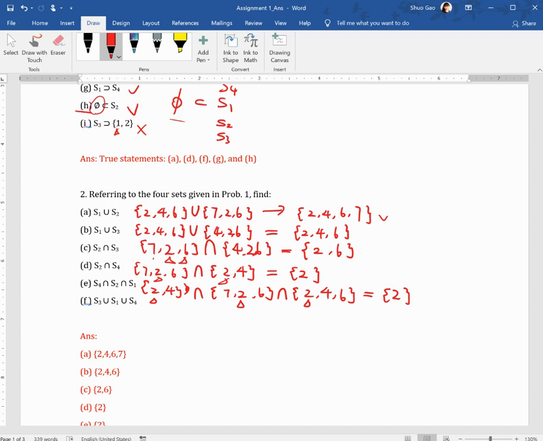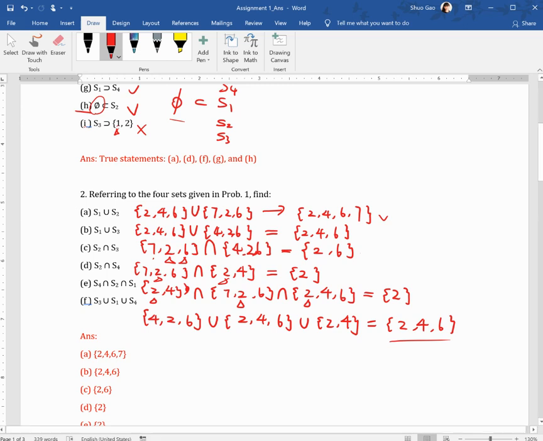And the last one, we need to find the union of the 3. S3 is 4, 2, 6, union S1 is 2, 4, 6. And S4 is 2 and 4. We need to find the union. That means we count all the elements together. So that's 4, 2, and 6. So here are all the elements that appear in the 3 sets. So that should be the answer.